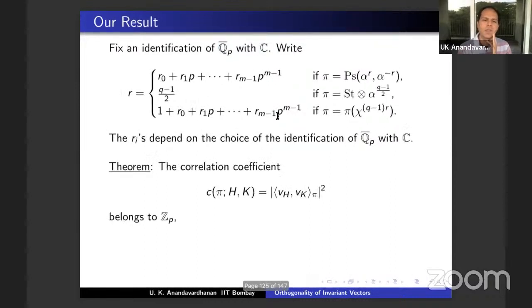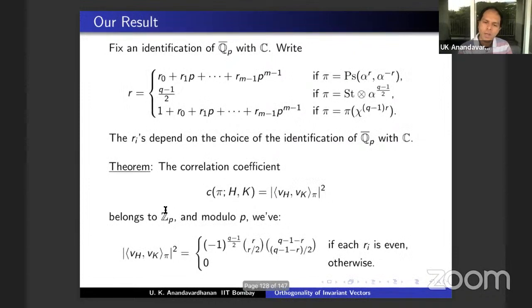And then the theorem is the correlation coefficient belongs to ZP. See, it is in QP bar under this identification. But whatever identification you take, I'm not saying it is in ZP bar. I'm saying it is actually in ZP. So that going modulo the prime number P itself makes sense, not just a prime ideal above P. See, if it was in ZP bar, you can only go modulo a prime ideal above P, and then there's some ambiguity, because if you choose some other prime ideal, can you go modulo that, etc. But this actually belongs to ZP. So modulo P, you can go, and then here is a complete answer.